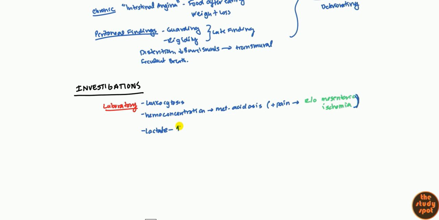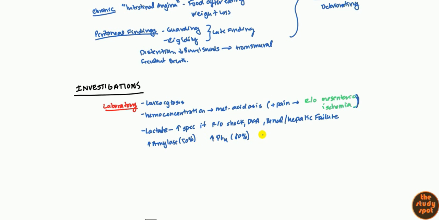Lactate is another signal, and if it's high and you've been able to rule out shock, diabetic ketoacidosis, or renal or hepatic failure, then that becomes even more specific for ischemia. So definitely lactate is a marker you want to watch out for. Also, high amylase does occur in about 50%, phosphate in about 80%, and you can even have high D-dimer, showing the thrombi formation.